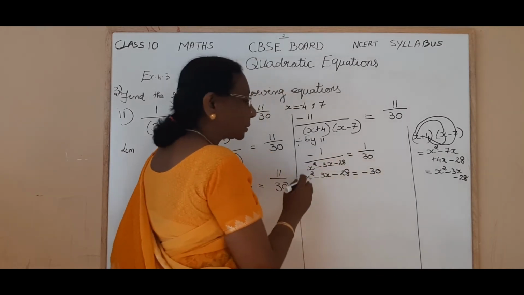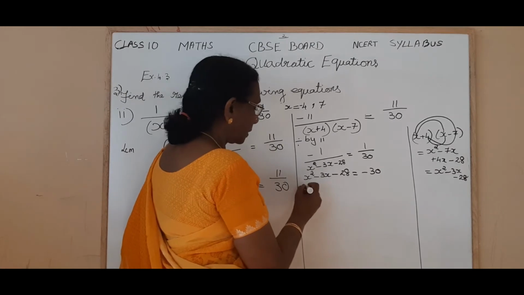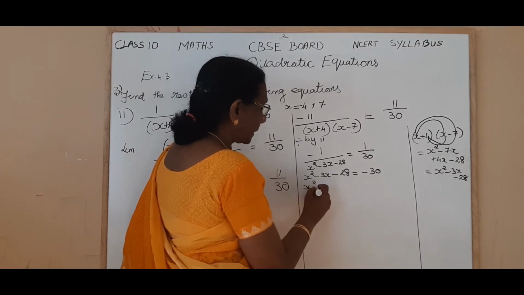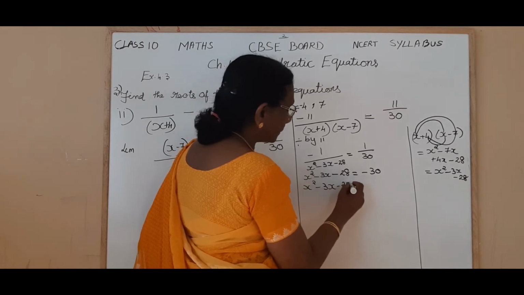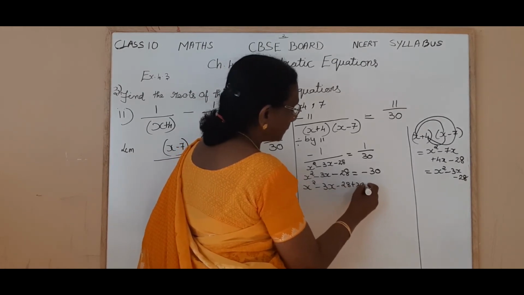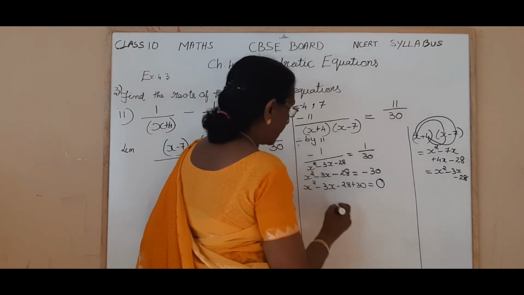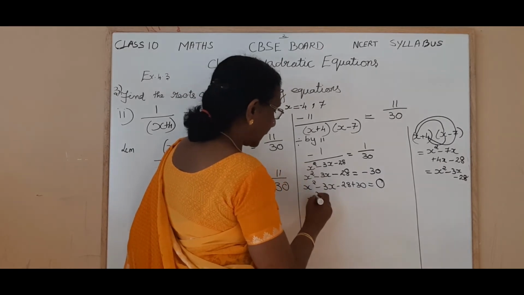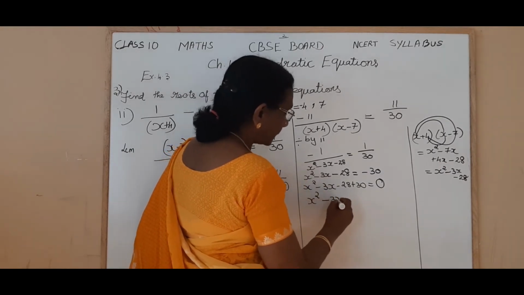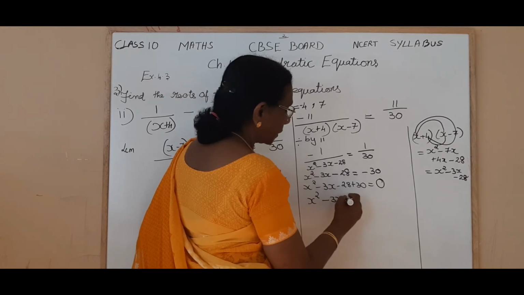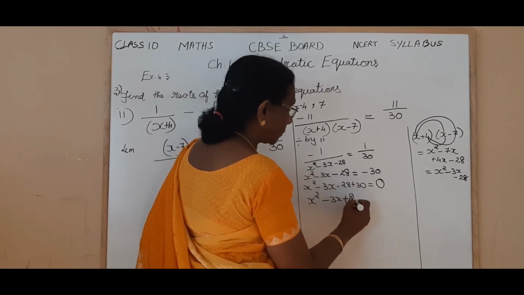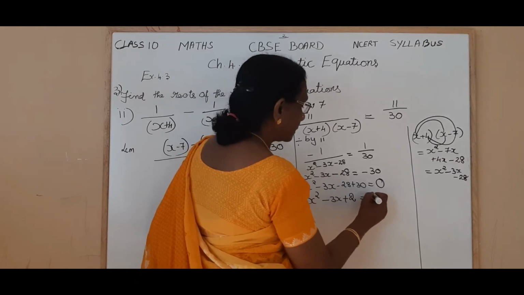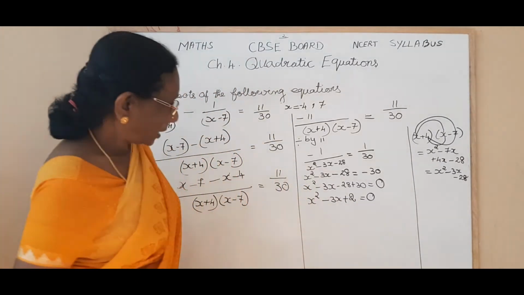Now, bring this 30 to the other side. So, x squared minus 3x minus 28 plus 30 is equal to 0. So, x squared minus 3x plus, more positive, so plus 30 minus 28 is 2, is equal to 0. Is it clear, children?